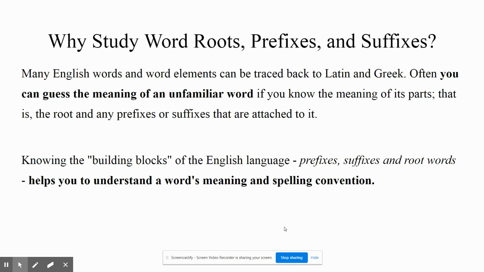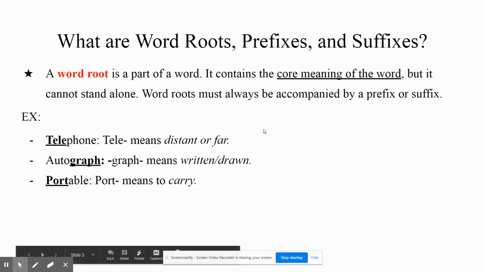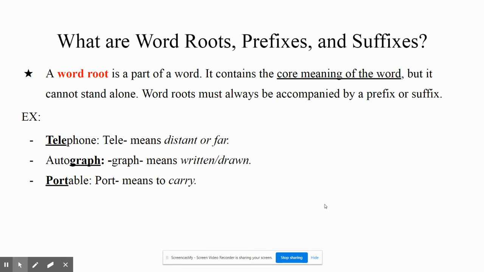So you might not be completely familiar with some of the vocabulary you'll be seeing in the year, but you might be able to identify its root or a prefix or a suffix, and that'll give you a better idea of what the word might mean. So a word root is a part of a word. It contains the core meaning of the word, but it cannot stand alone. Word roots must always be accompanied by a prefix or a suffix.